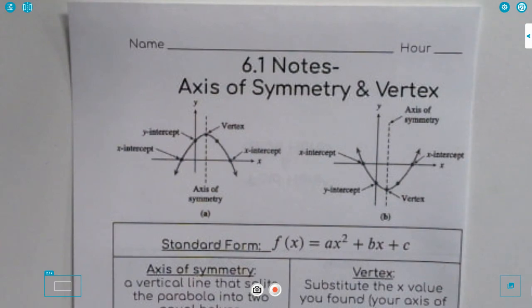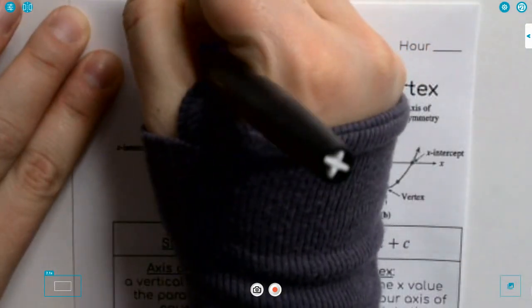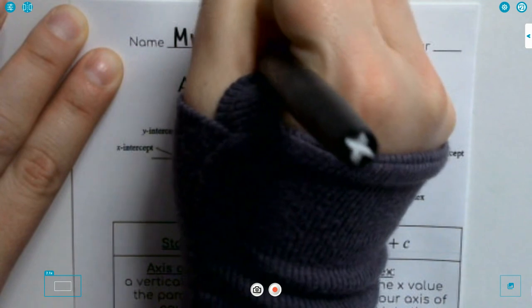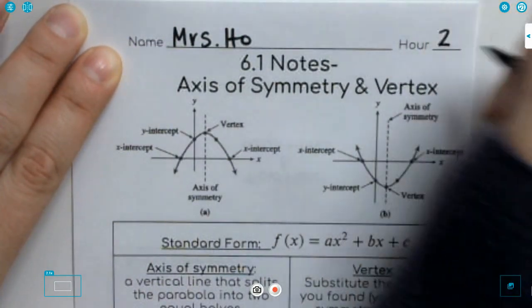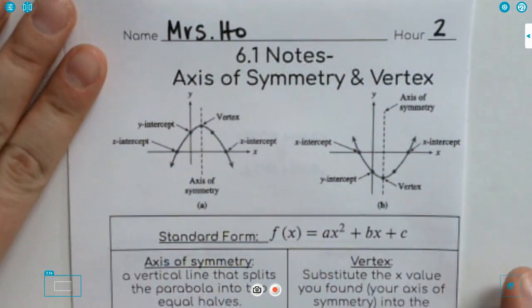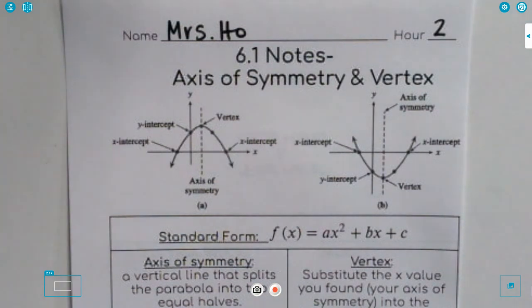Okay, so first things first, go ahead and put your name on here. Put the hour if you want to. It's helpful on your assignments if you guys put the hour. Notes doesn't really matter. Hey, so 6.1 notes. If you currently have a phone out, please put it away.